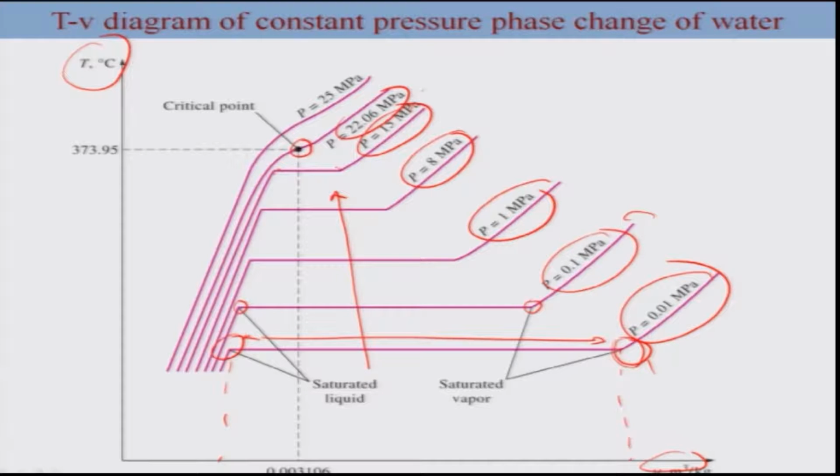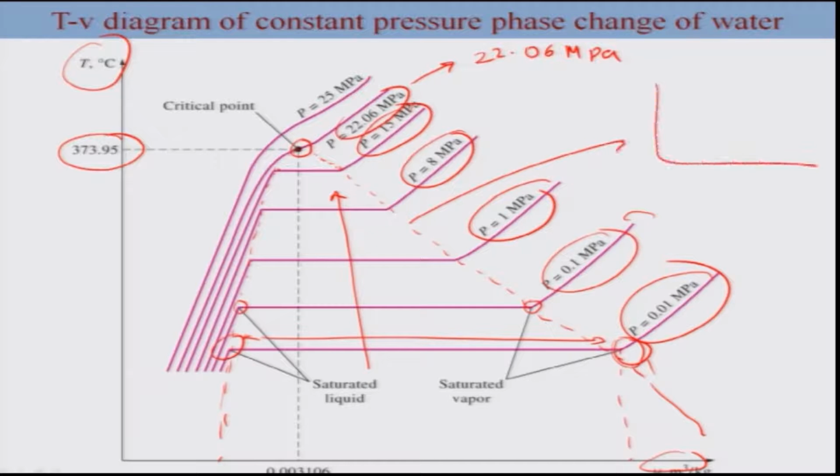So for the case of water, the critical temperature is 373.95, and once you fix this temperature, the pressure is also fixed because it occurs at a specific point. Here the pressure is 22.06 megapascal. You can connect these points like this and you can come up with a phase diagram. So this becomes the phase diagram.